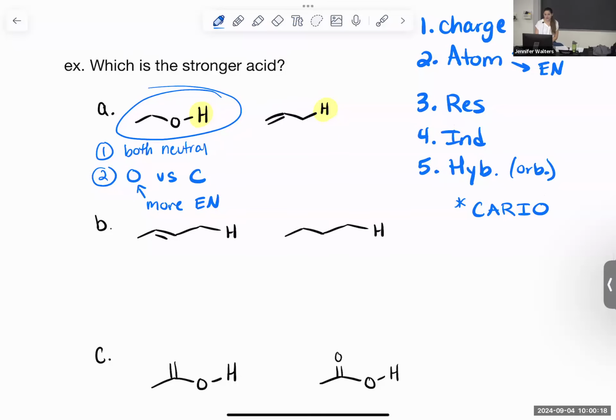When you think you got it, talk to the person next to you, compare and convince each other which one actually is the better acid. Compare the factors.